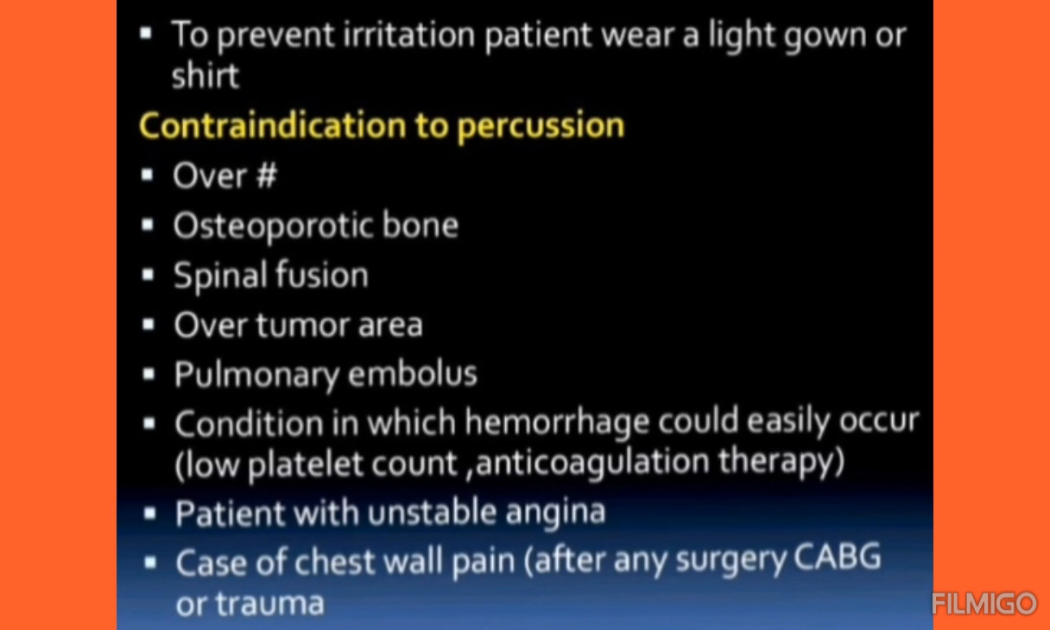The contraindications to percussion are over any fractures, osteoporotic bones, spinal fusion, over any tumor area, chances of pulmonary embolus, and conditions in which hemorrhage could easily occur, like if the patient is on anticoagulant therapy or has a low platelet count, patients with unstable angina, or in case of chest wall pain like after surgery, coronary artery bypass grafting or trauma.